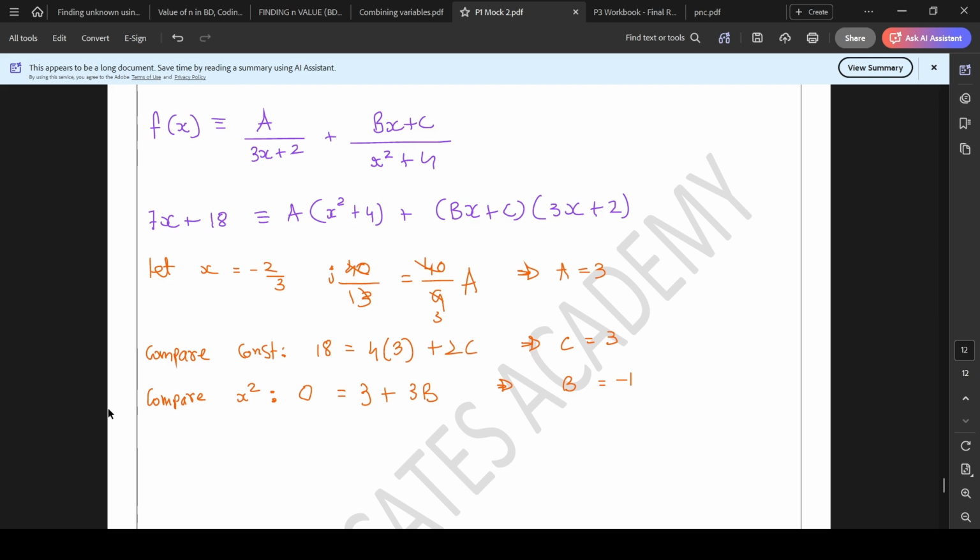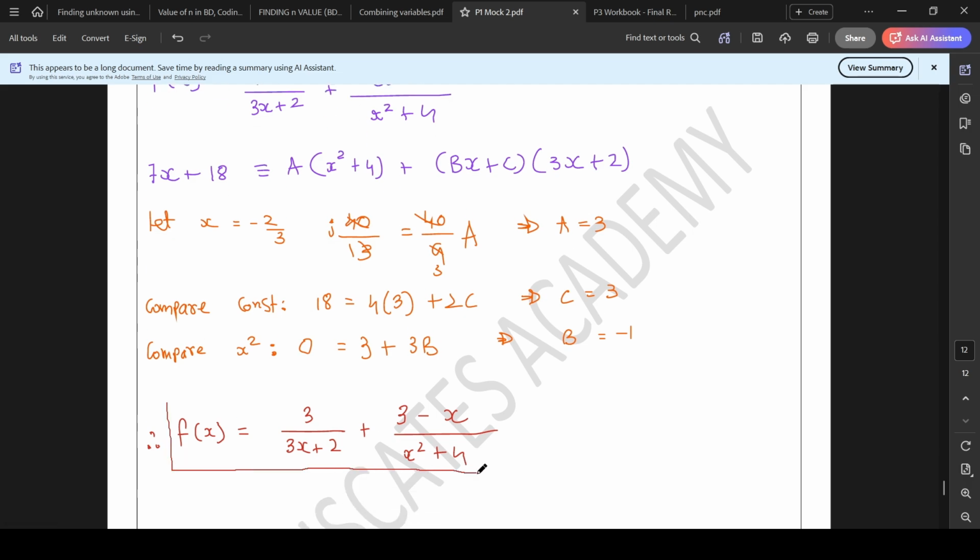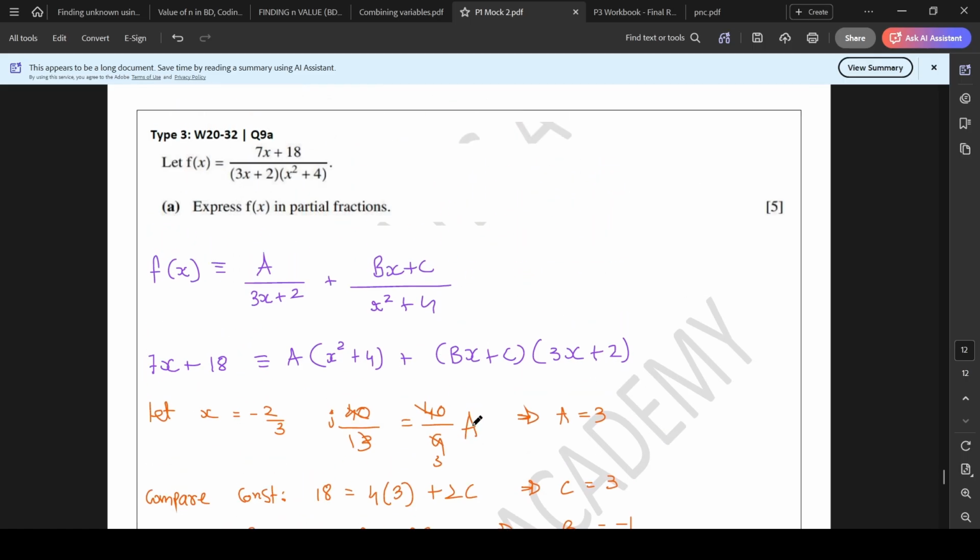So can I directly go ahead and conclude that my partial fraction is going to look like this for the given fraction: 3 divided by 3x plus 2, and then because the c value is positive and b is negative, I'll write it in a format that is easier to read. 3 minus x, right? I'm writing c as 3 and this as minus x, divided by x square plus 4. Of course, this is my way to write the final solution. You can write it in any format that you like. But then this becomes your final solution for this question.